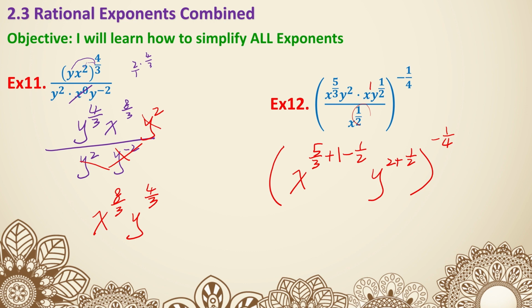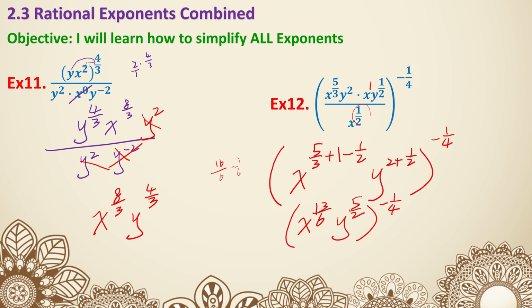Let me simplify inside the parentheses first. We got x to the, that's a 5/3 plus 1 is an 8/3 minus 1/2. It's basically 16/6 minus 3/6. So that will give you a 13/6. As for the y part, 2 plus 1/2, that is 5/2. But the whole thing is multiplied with a negative 1/4.